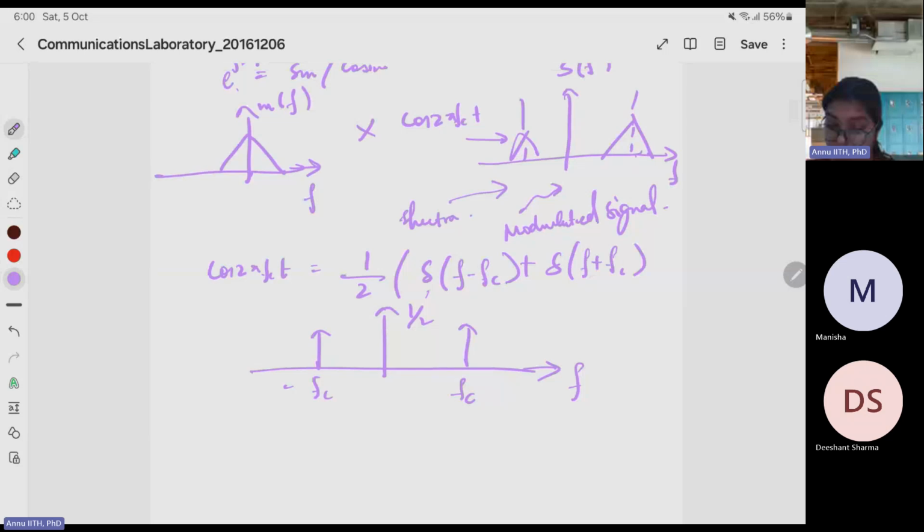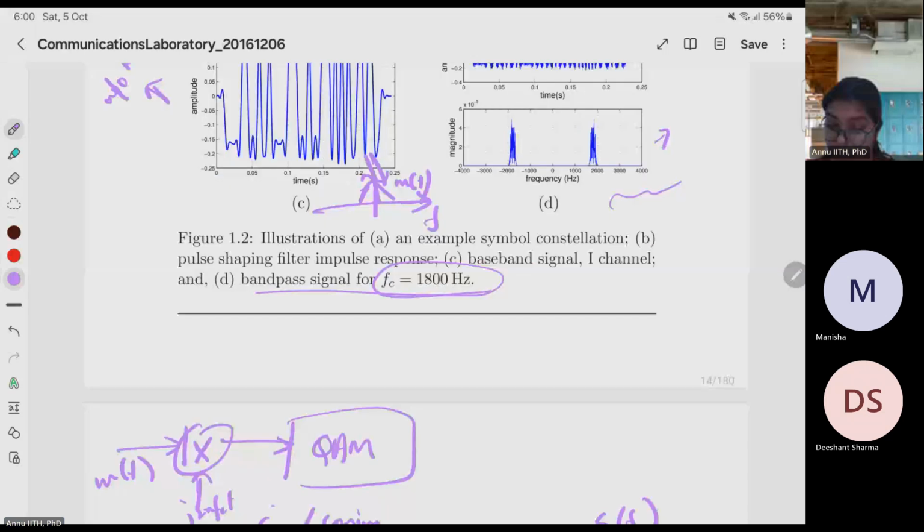Now this is a bandpass signal for 1800 hertz. Suppose it has 200 megahertz, so fc plus 200 and fc minus 200. With fc of 1800, 1800 plus 200 is 2K, so here 2K is there. It's all about simple things.